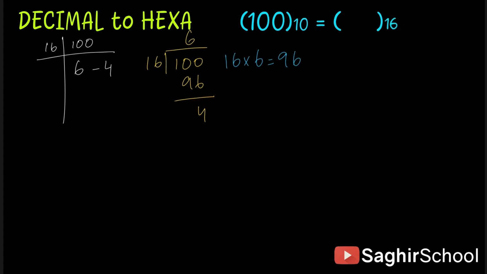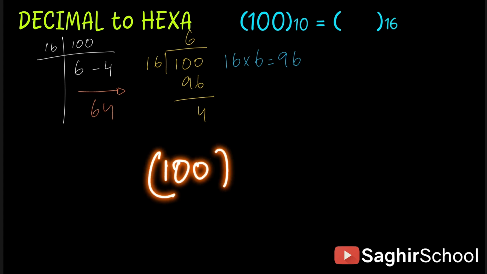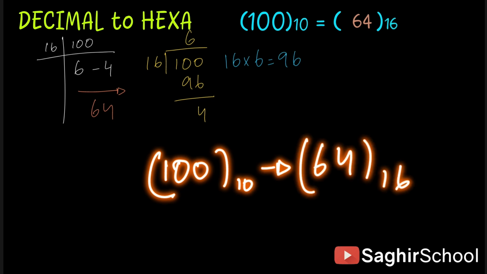The next step is to reverse both the numbers. So now we can see 6 is the dividend, which is less than 16, so we will not divide it further, and this will be the answer. We will read from left to right, and we will write them down together as 64. So 64 is the hexadecimal equivalent of the decimal 100.